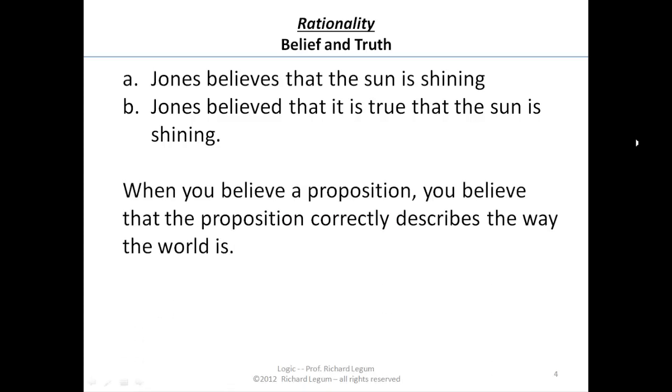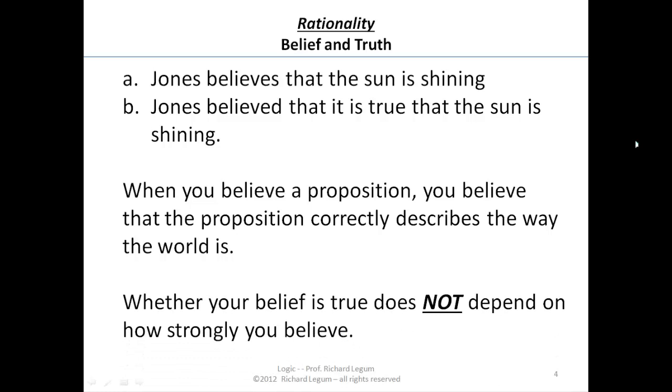So when you believe a proposition, remember the correspondence theory of truth, you believe that the proposition correctly describes the way the world is. Whether your belief is true, that is, the proposition that you believe, whatever that is, doesn't depend on how strongly you believe it. It doesn't matter that Jones feels really sure that the sun is shining. That's not what makes his belief true. What makes his belief true is whether what he believes correctly describes the way the world, in fact, is.